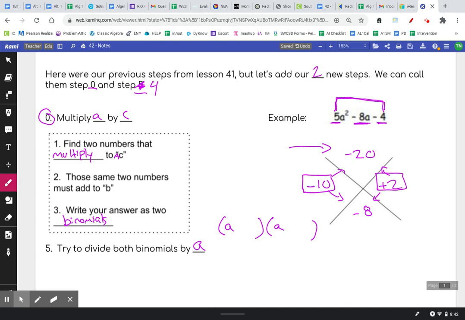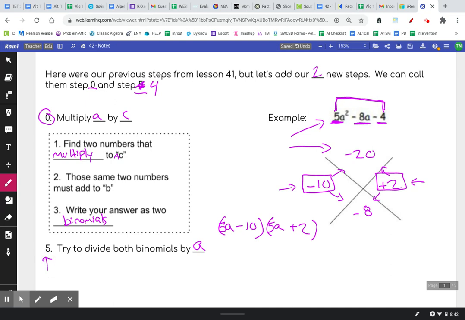Now, since that first term is not just A squared, it's 5A squared, we need that 5 in both of these spots. So this 5 is coming strictly from my leading coefficient of this trinomial. I have 5A and 5A, that's new. This next part isn't new. I'm taking my two numbers, my -10 and my positive 2. Okay, and I now have two binomials.